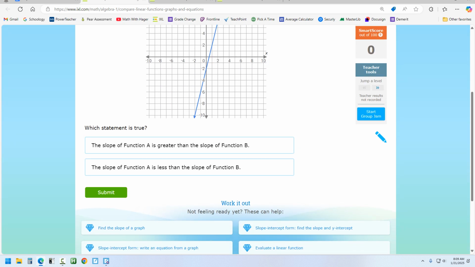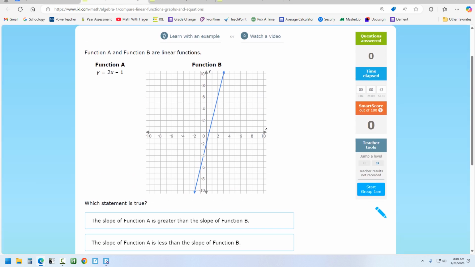So look at the 2 choices they're giving us. What are they focusing on in each choice? About something about the line. What is it that they're focusing on? The slope. So that means we really need to figure out the slope of each one of these.